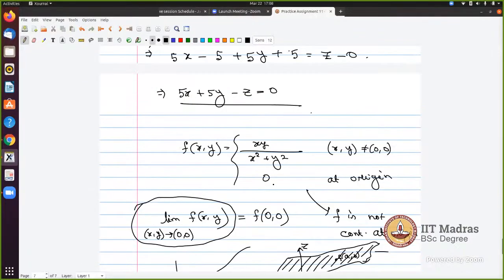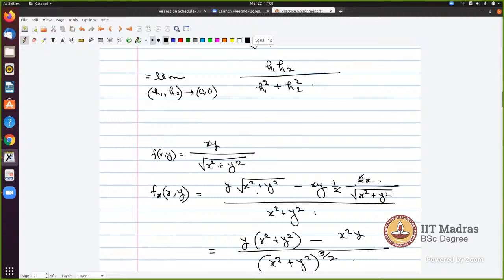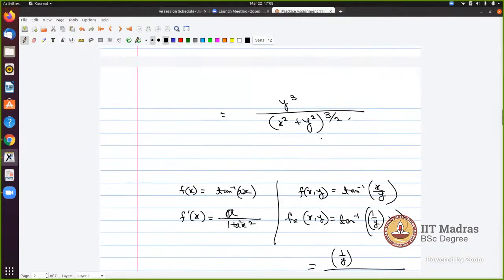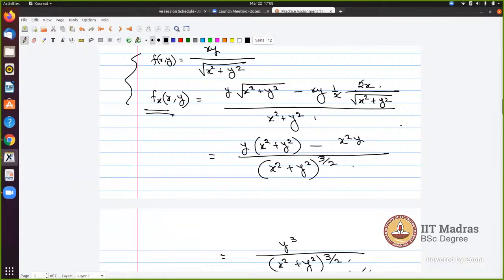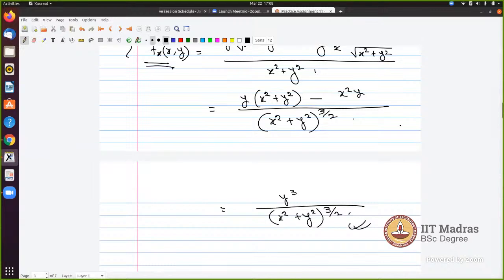So in this example, what we have seen here, the first one, this one. If you check this partial derivative with respect to x, this exists anyway. This is the partial derivative, right? And also at 0, 0, it exists. It is 0. But you can see that at 0, 0 this function is not continuous. So the first order partial derivative is not continuous at 0, 0. That's why it is not differentiable.